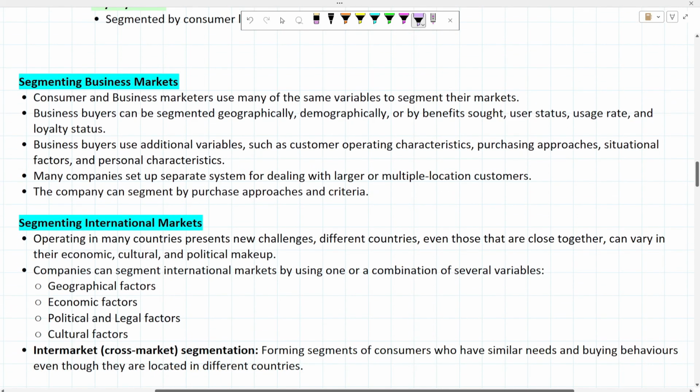So segmenting business markets. Consumer and business markets use many of the same variables to segment their markets. Business buyers can be segmented geographically, demographically, or by benefits sought, such as user status, usage rate, and loyalty status. Business buyers use additional variables such as customer operating characteristics, purchasing approaches, situational factors, and personal characteristics. Many companies set up separate systems for dealing with larger or multiple-location customers. The company can segment by purchase approaches and criteria. So let me highlight that.